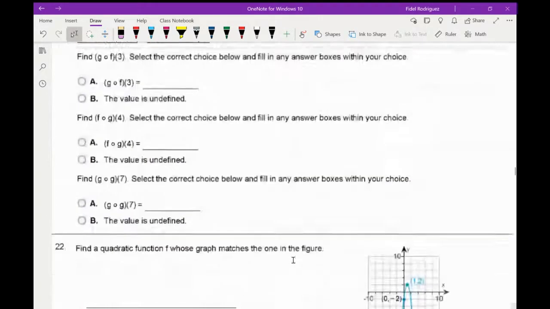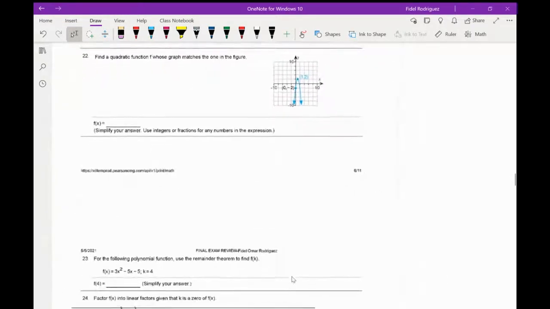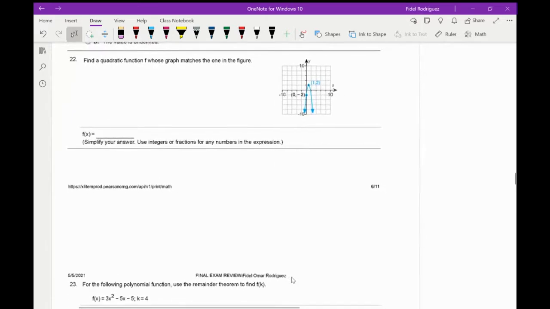Okay, so let's keep moving along then. Let me scroll down here and put it like this. Anybody have any questions about 22 or 23? Any questions from 22 or 23? Number 22, definitely. So let's take a look at number 22.